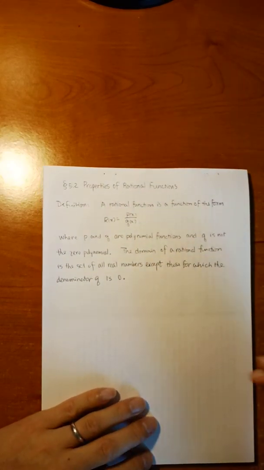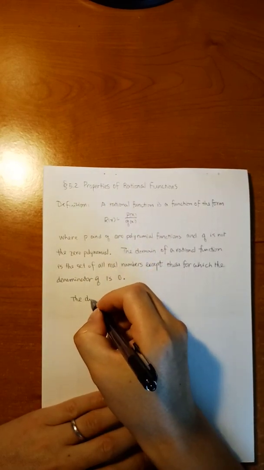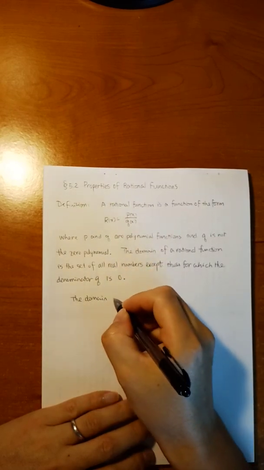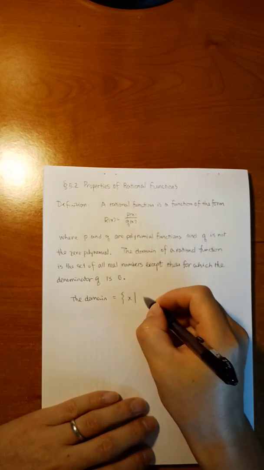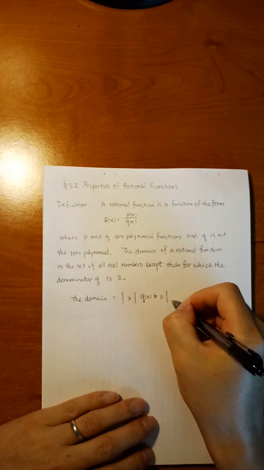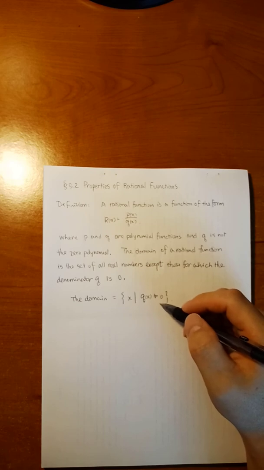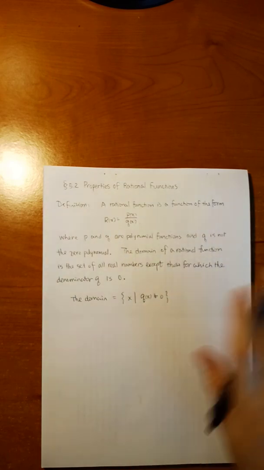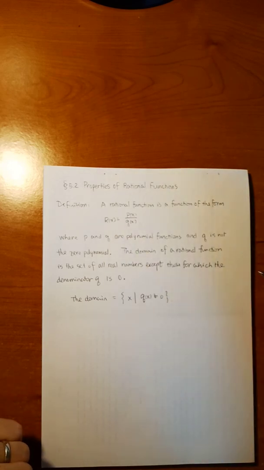Okay, so what does this mean? This just means the domain is the set of all real numbers so that q of x is not equal to 0, except those for which q is 0, so we just remove them. Okay, so that's the domain.